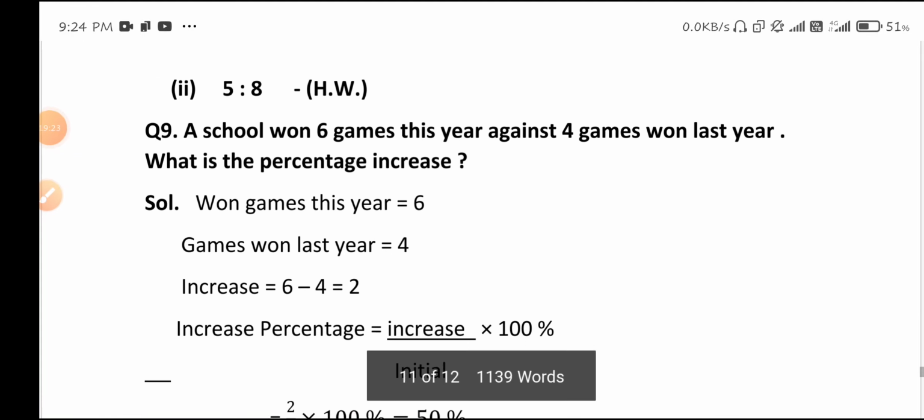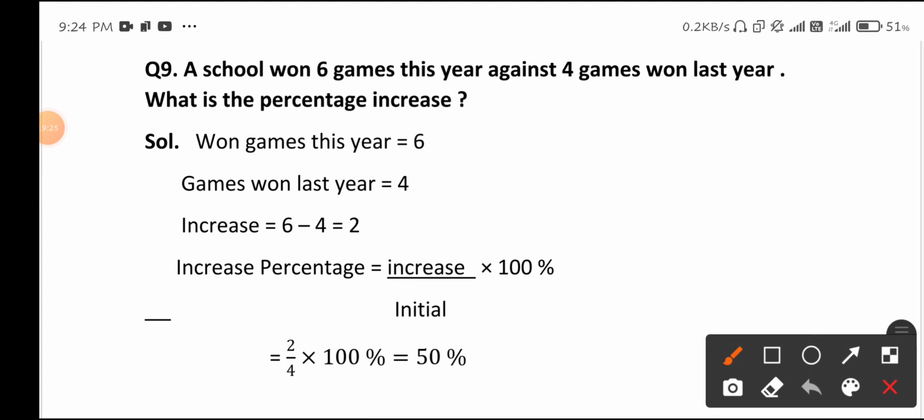Then see the next question, question number 9. A school won 6 games this year against 4 games won last year. What is the percentage increase? Already we have discussed the formula of percentage increase and decrease in our starting discussion also. So first of all write that won games this year. How many games are won by this year? 6, and last year 4.